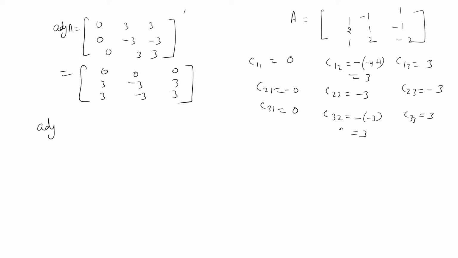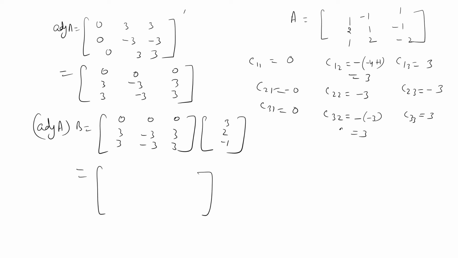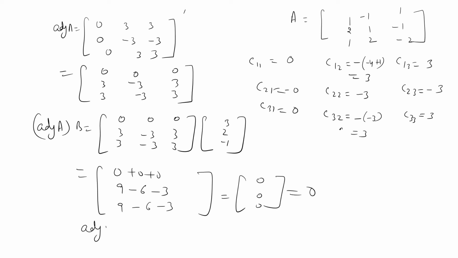Now let us compute adjoint of A into B. So adjoint of A into B, B was 3, 2, minus 1. So let us compute this product. So this is 0 plus 0 plus 0. Okay. Then it is 9 minus 6 minus 3. And third one is 9 minus 6 minus 3. So very clear that this turns out to be a null matrix. That means adjoint of A into B is equal to 0, right?